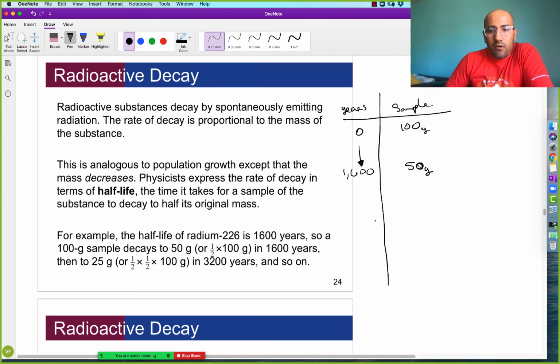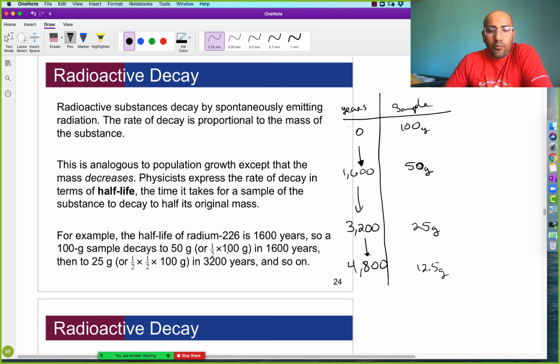Then you leave it alone. You come back another 1,600 years later. So now it's been 3,200 years, and instead of 50 grams, now we only have 25 grams. Another 1,600 years later, so now we're at 4,800 years, almost 5,000 years, and now we only have 12.5 grams, right? So it's still not so small that it's undetectable, and almost 5,000 years have gone by.